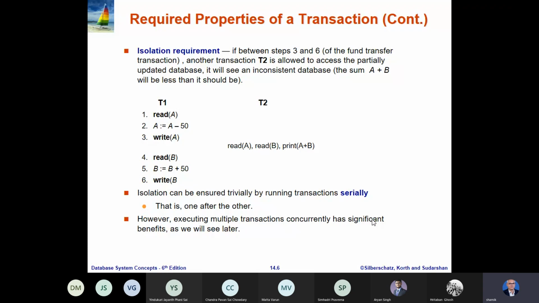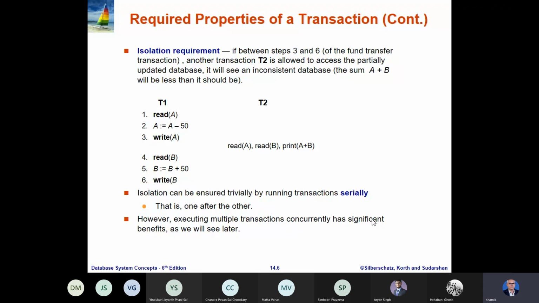The value of B that T2 is reading is the original value of B, say 2000, but the value of A that it read is 950, which is after the reduction by 50. So it will print 2950 as the output of A plus B. But this is not correct, because only part of T1 has been executed, and then T2 read both A and B and printed A plus B.